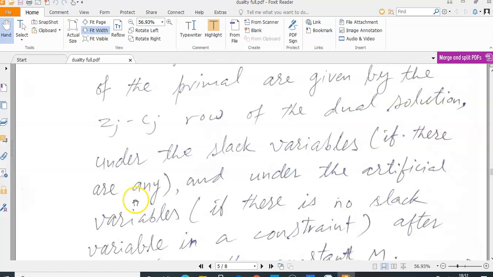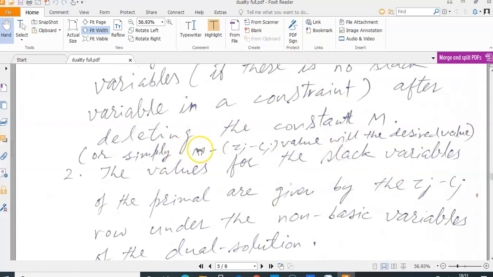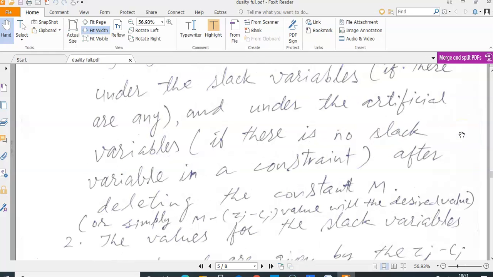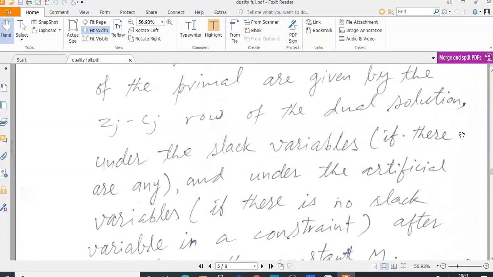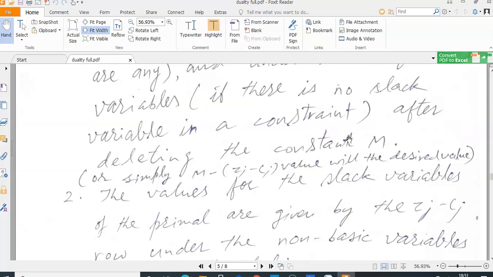If there are any other slack variables, then under the artificial variables, if there is no slack variable in the constraint, after deleting the constant M, or simply M minus Zj minus Cj value, which will be the desired value of the variables. Variables here means primal decision variables. So this is one point.